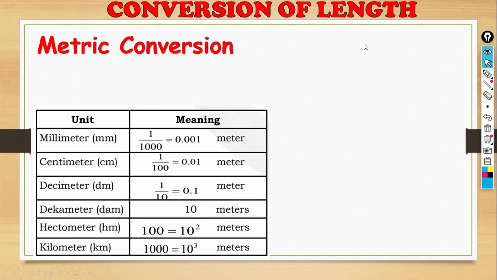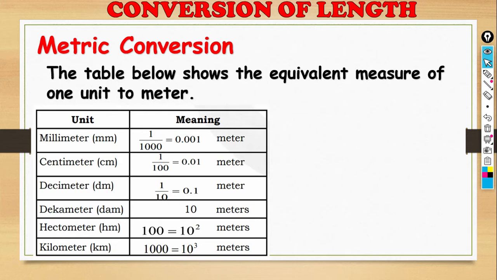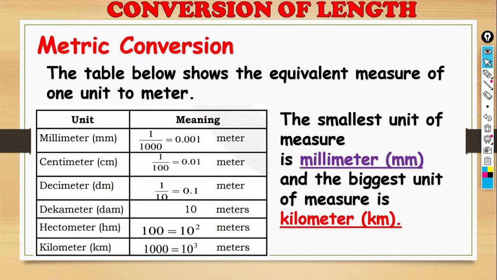Ayan. Conversion of length. So, we have here the metric conversion. A table below shows the equivalent measure of 1 unit to meter. So, as you can see, the smallest unit of measure is millimeter and the biggest unit of measure is kilometer. So, makikita natin kung yung millimeter ay na-convert sa meter, ang value niya ay 0.001. While yung kilometer naman, pag na-convert sa meter ay 1,000 meters. So, makikita natin na malaki ang agwat ng millimeter sa kilometer. So, paano nga ba tayo magko-convert gamit yan?